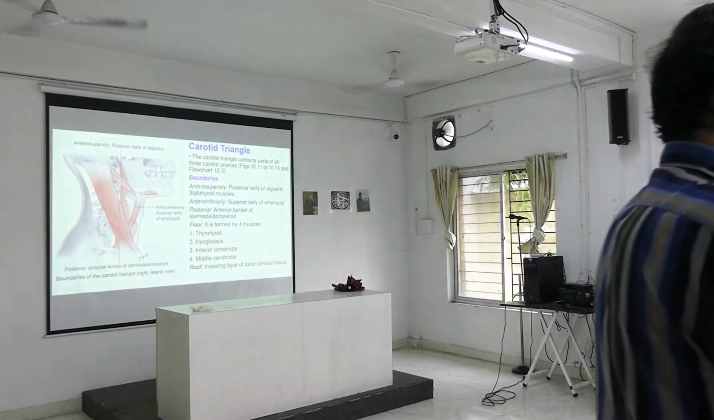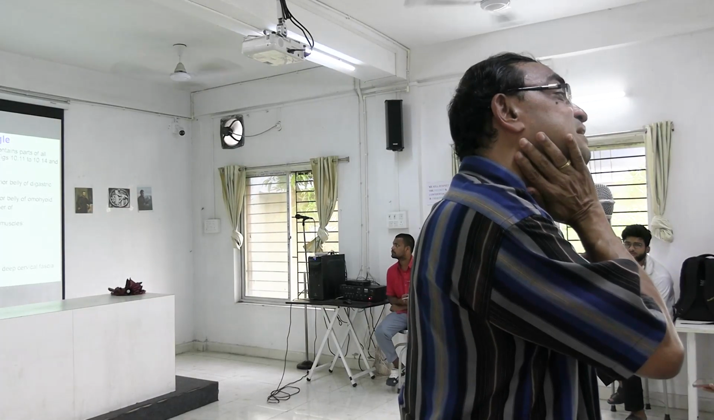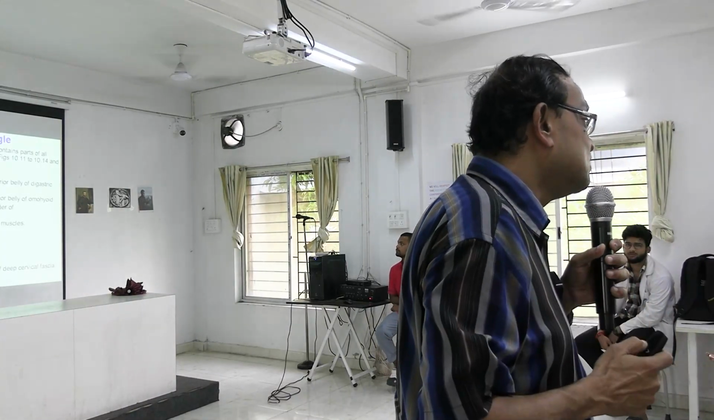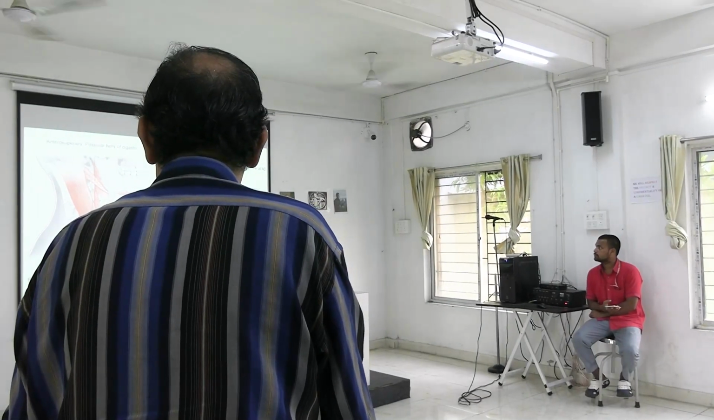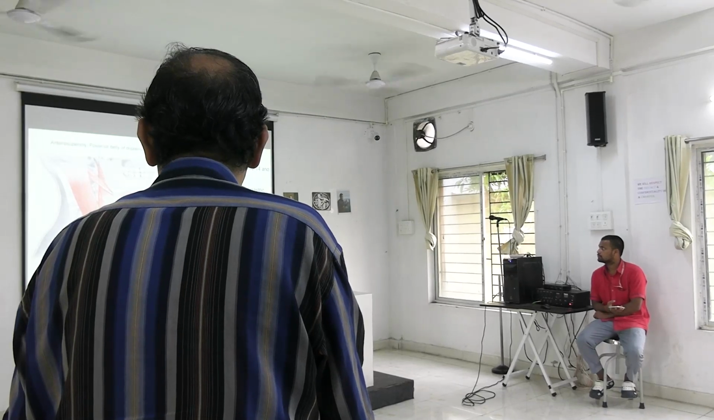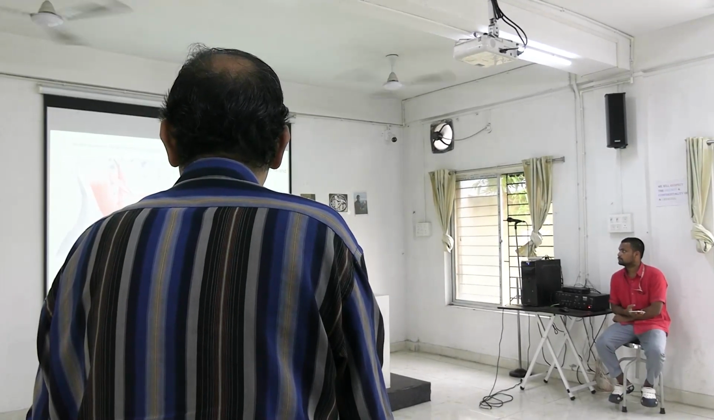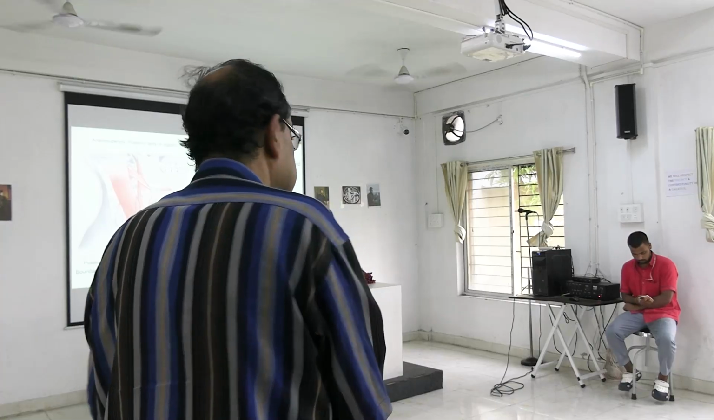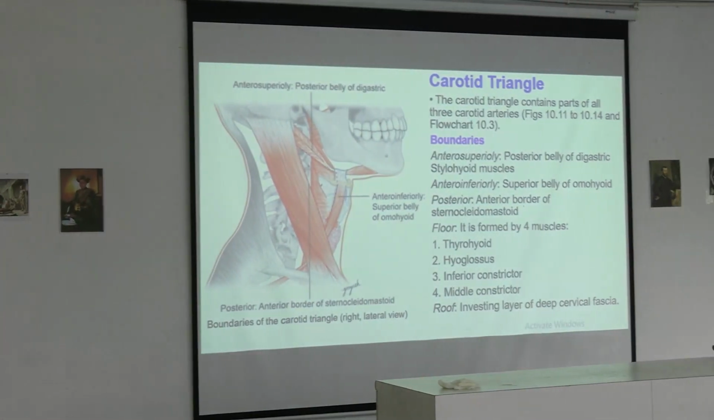Each triangle has a roof. The roof is common for all. That is the investing layer of the deep cervical fascia. And within the floor we can find some muscles. This is the middle and inferior constrictor muscles. These are the muscles which are present in the pharynx.